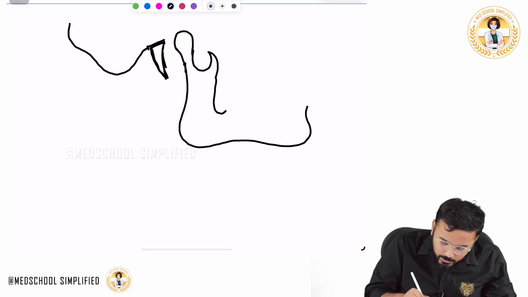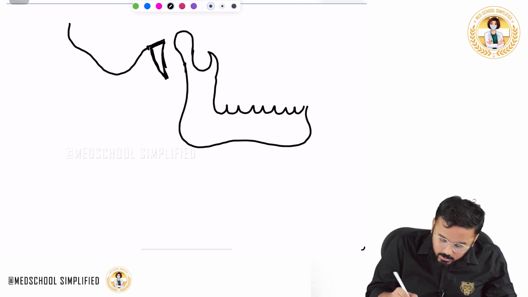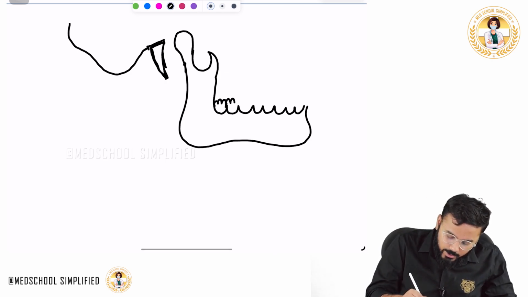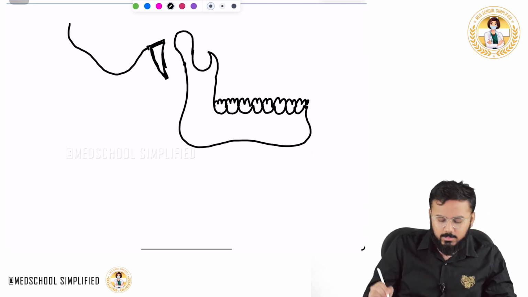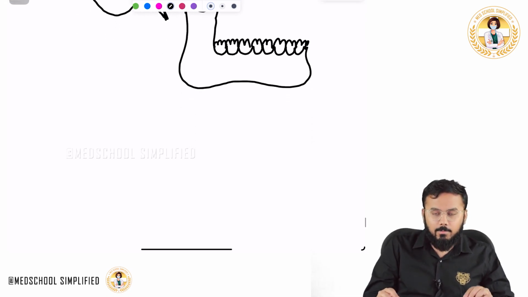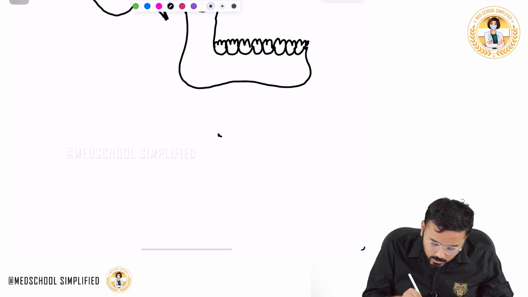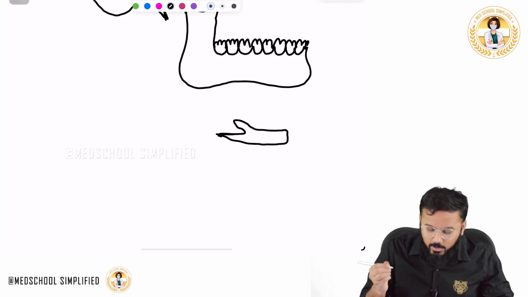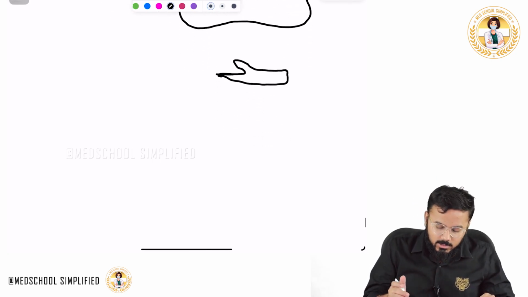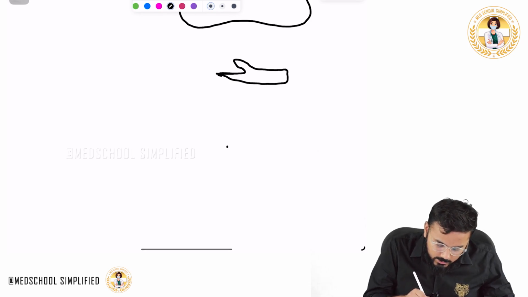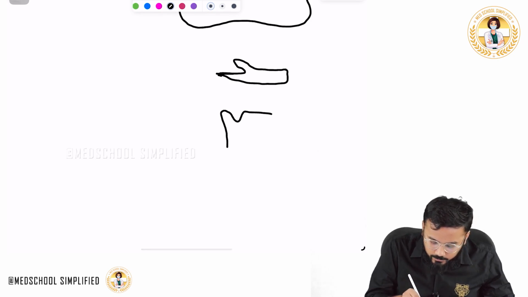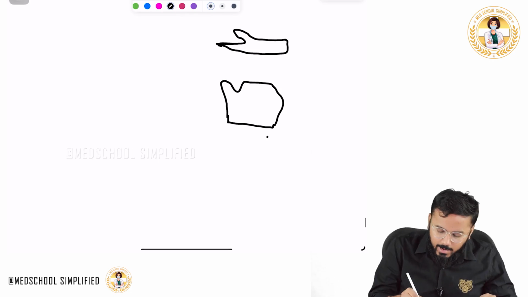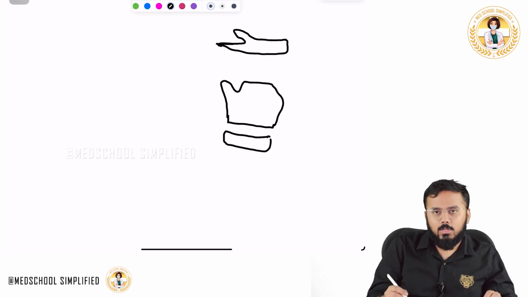And this particular structure over here is your mandible, like this. Now just beneath the mandible you have got another important bone, and that bone is called your hyoid bone. So this is your hyoid bone. Just beneath your hyoid bone you have got the next important structure. This particular one is called your thyroid cartilage, and beneath the thyroid cartilage you have got a structure called your cricoid.